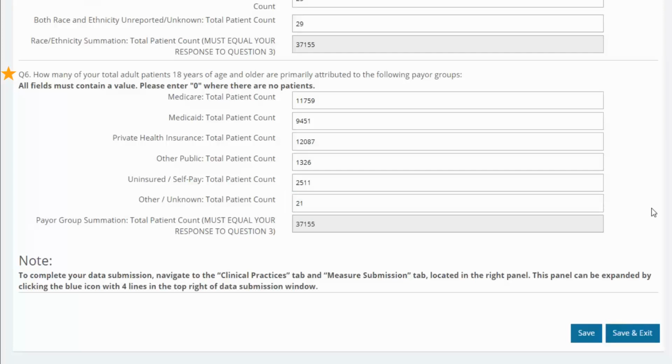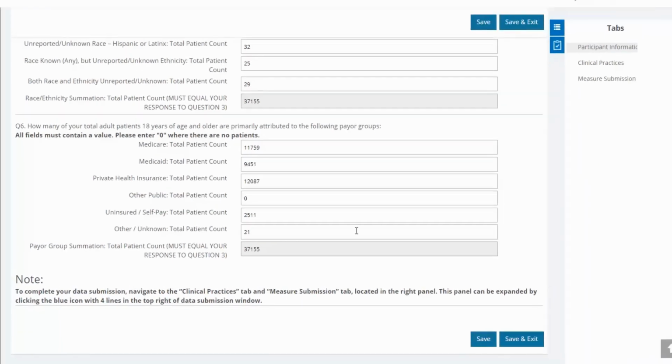Once all the fields are filled in, an automatic total of what you have entered populates in the gray box at the bottom. This box must equal your answer to question 3. If it does not, say I changed my other public patients from 1,326 to a 0, an error will appear at question 3.